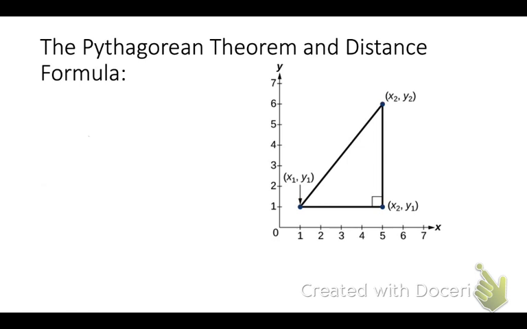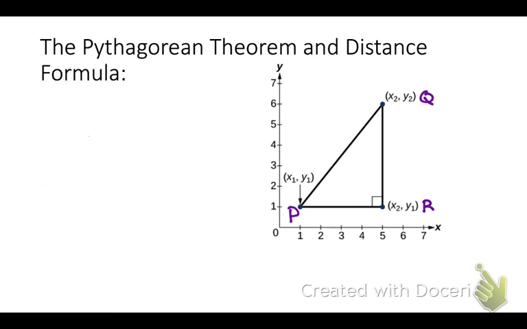So if we have one vertex at (x sub 1, y sub 1), a second vertex at the right angle at (x sub 2, y sub 1), and then the third vertex would be at (x sub 2, y sub 2), where does the distance formula come from? Well, let's use the Pythagorean theorem. Just to make our lives easier, I'm going to label this as P, this is R, and this is Q, just for word purposes, fewer words I have to say.